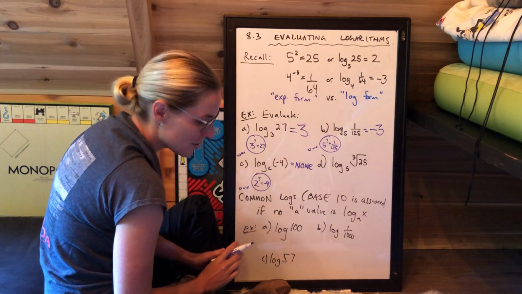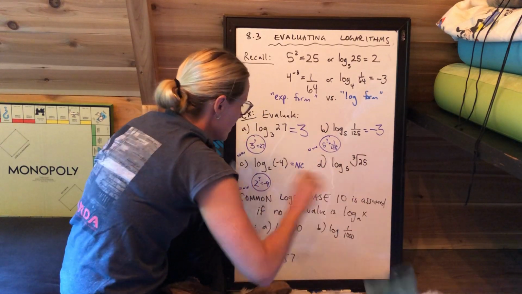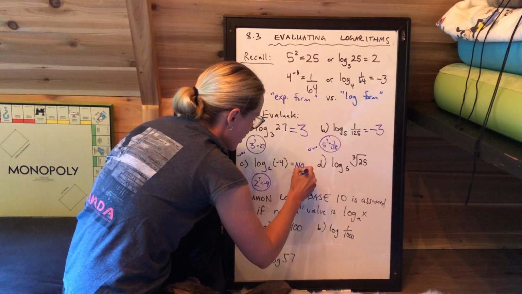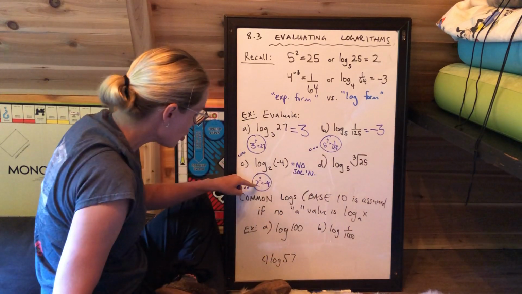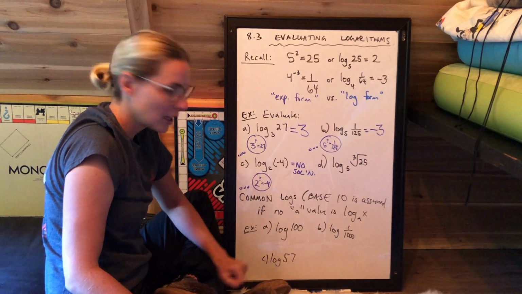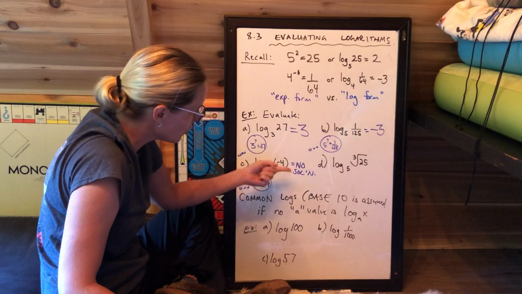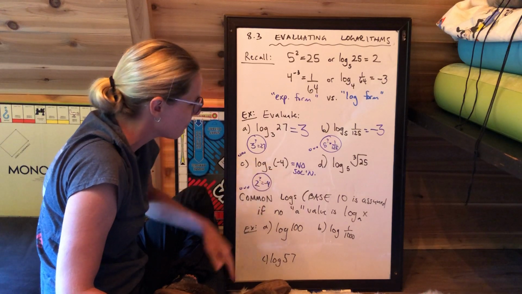Okay, no answer here, no solution. I guess we should write not none. Be a little more official now. Okay, so here you should write no solution. Why is there no solution? Because 2 to any exponent is not going to give you an answer of negative 4. Okay, it's impossible to get an answer of negative 4 doing 2 to some exponent. So no solution exists to this relationship.